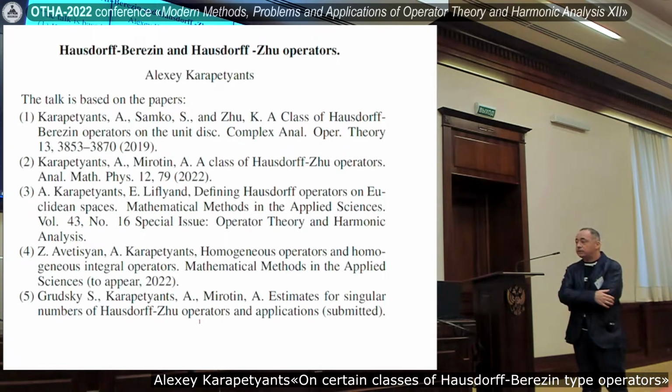Paper 5, also recent, with Grudsky, Karapetyants, and Merotin, was just submitted. I will not speak about this paper, just mention on some slides what we were doing in it, but basically I will skip it.